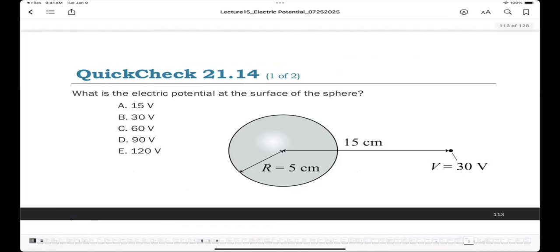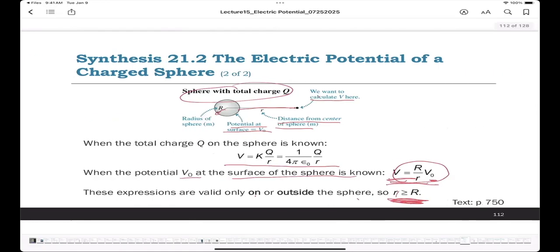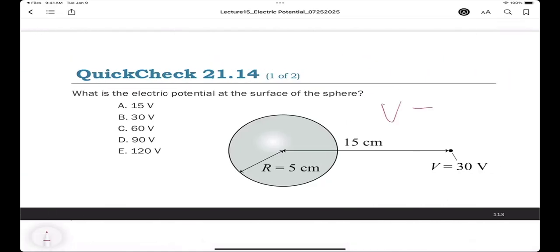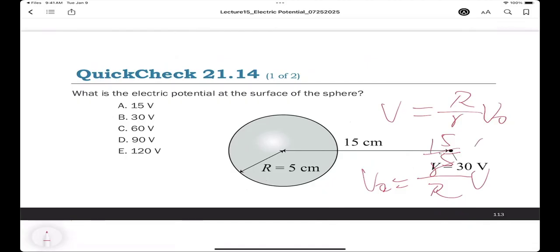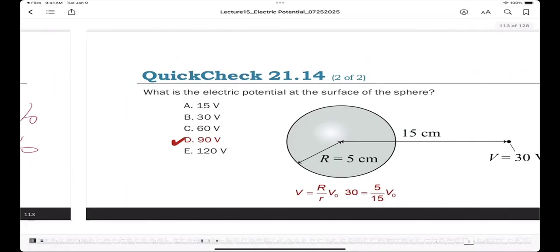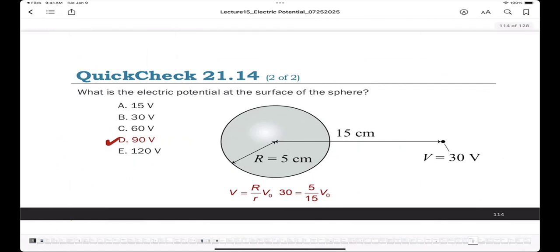Okay, and let's check some examples. What is the electric potential at the surface of the sphere? I think this one is easy because we know V equals R divided by r times V0. So V0 equals what? r divided by R times V. So this is 55 over 5 multiplied by 30, which will be 90 volts. That makes sense to you? Yeah, the answer is D.